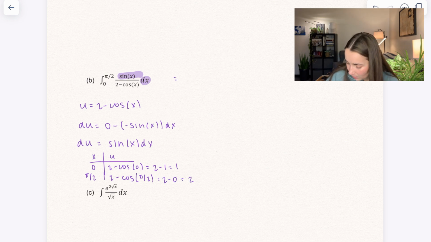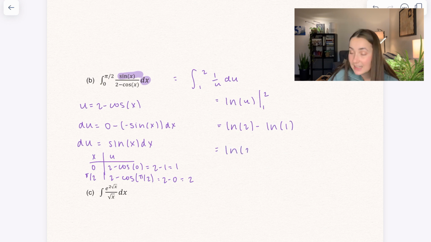So here I can plug all that in. I get the integral from 1 to 2 of 1 over u du. And that's super nice. I get the natural log of u evaluated between 1 and 2. So here I can plug in upper minus lower, and we can take this one step further because the natural log of 1 is just 0. And so this right here is our solution.